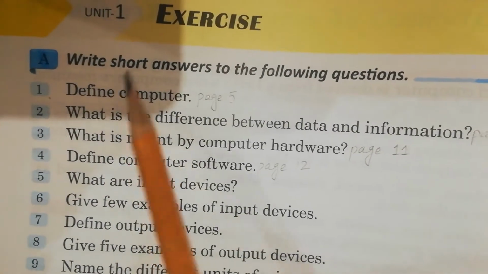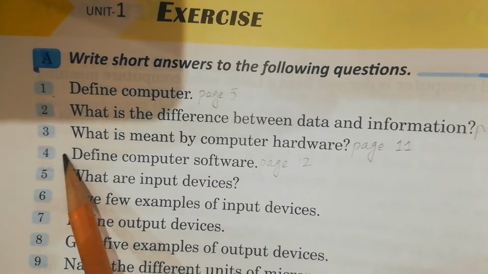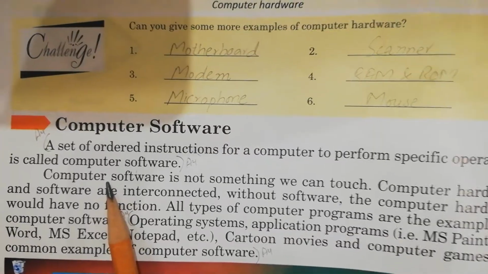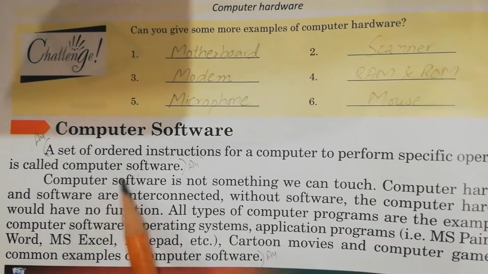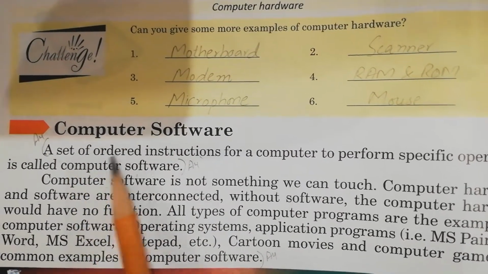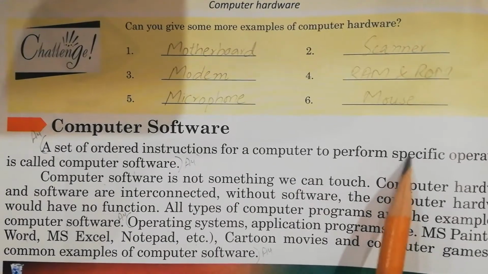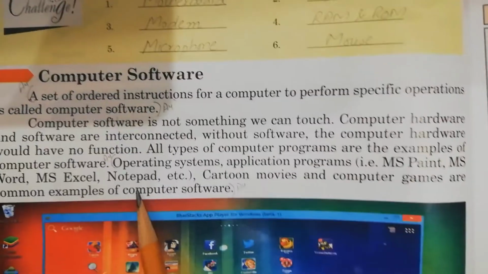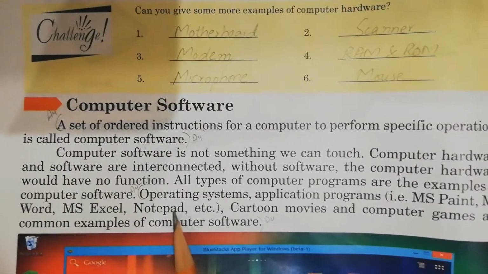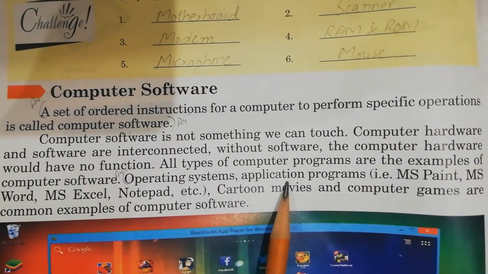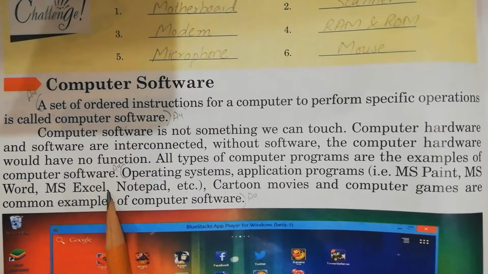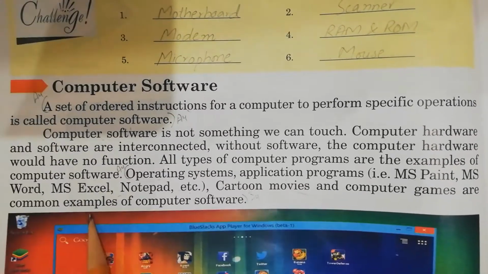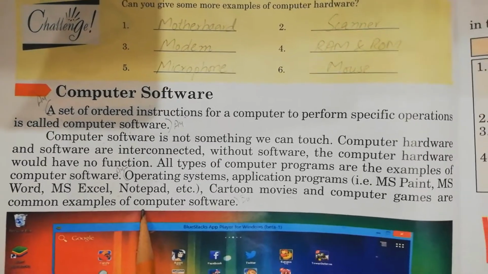Now the next question is exercise A, question number 4. Define computer software. Its answer is on page number 12. Computer software. A set of ordered instructions for a computer to perform specific operations is called computer software. And its examples are operating systems, application programs, MS Paint, MS Word, MS Excel, Notepad, etc. Cartoon movies and computer games are common examples of computer software.